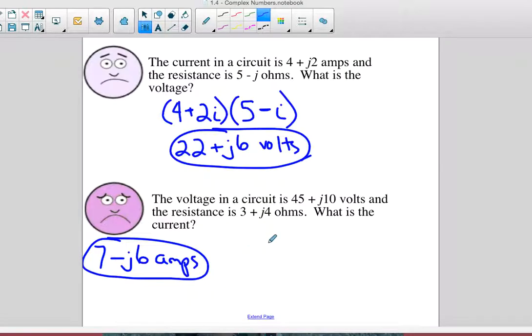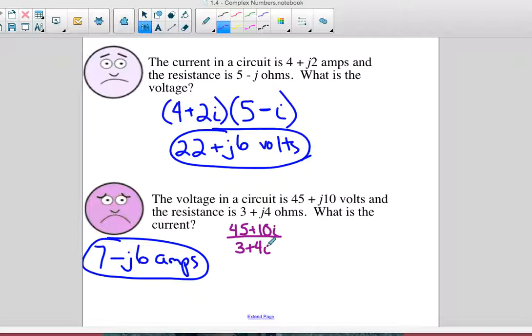So in this case, I'm going to have 45 plus j10, right? So 45 plus 10i over 3 plus 4i. And I'm just going to leave it like that for now.